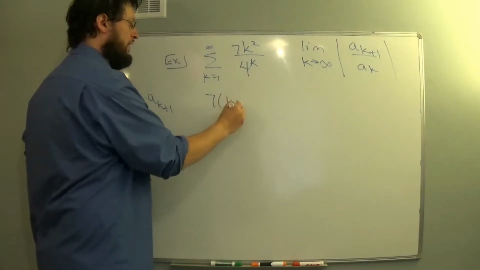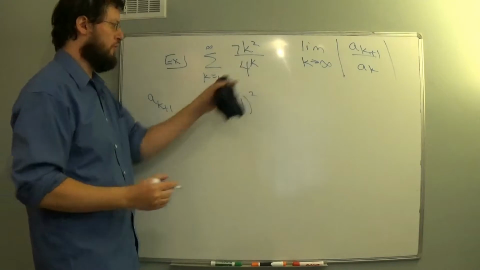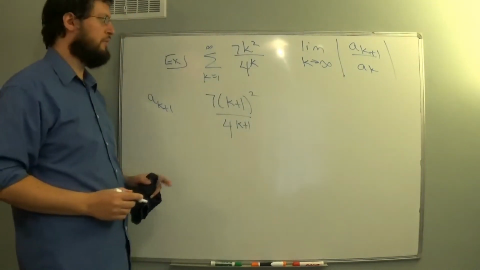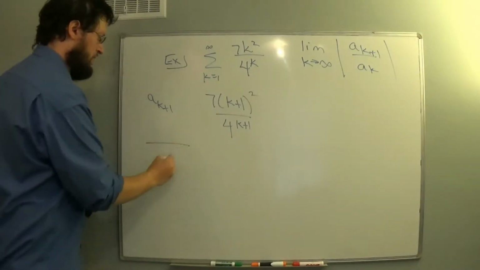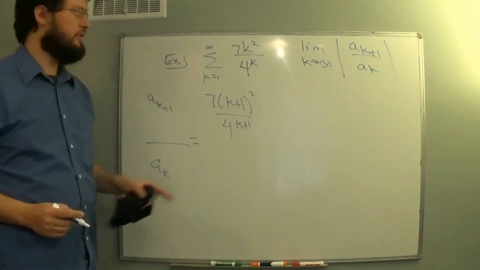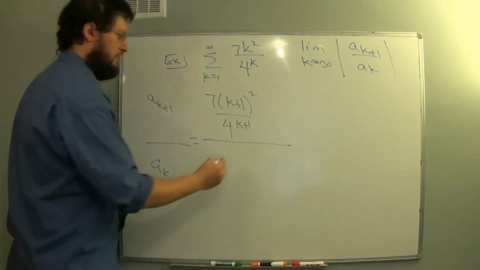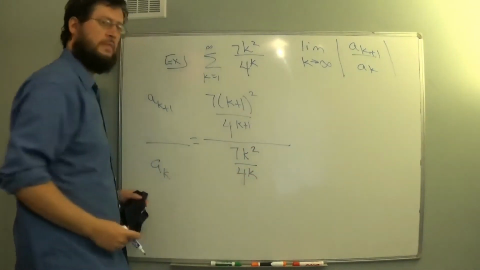So that's 7(k plus 1) squared. Watch your parentheses always when you do these. And 4 to the k plus 1. We've turned k into k plus 1. That's what it means to say the k plus first term. A sub k is just the series as we see it: 7k squared over 4 to the k.